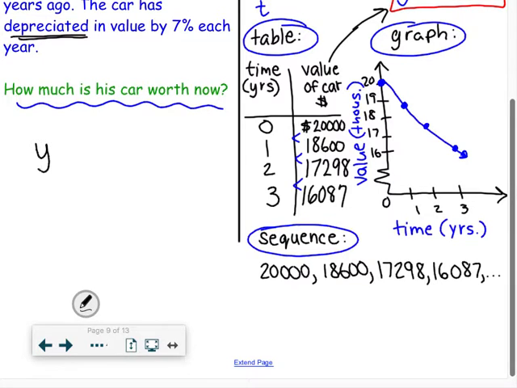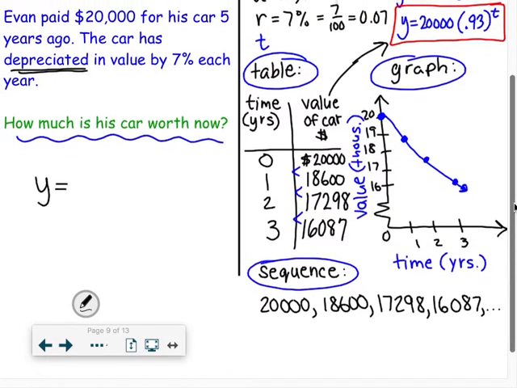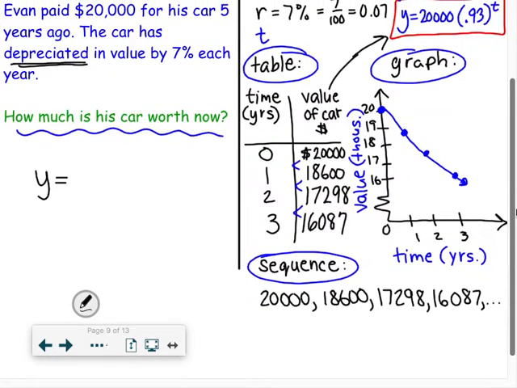So 7% each year, and it was 5 years ago, up there in the word problem, it says 5 years ago. So I didn't need to go all the way to 5 on my table. I can plug in 5, though, for t and solve it to get the value. So 20,000 times 0.93 to the 5th power is 13,913. This one would round up if you wanted to.